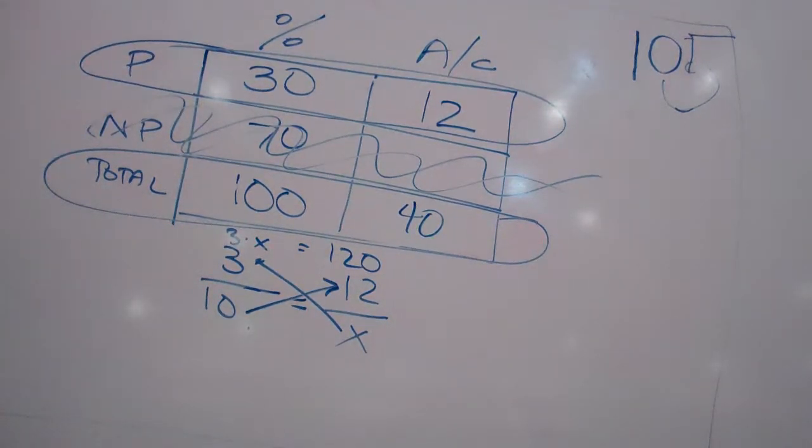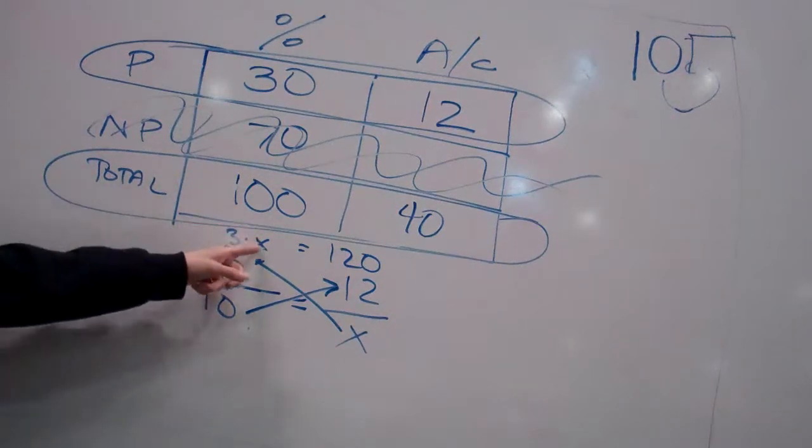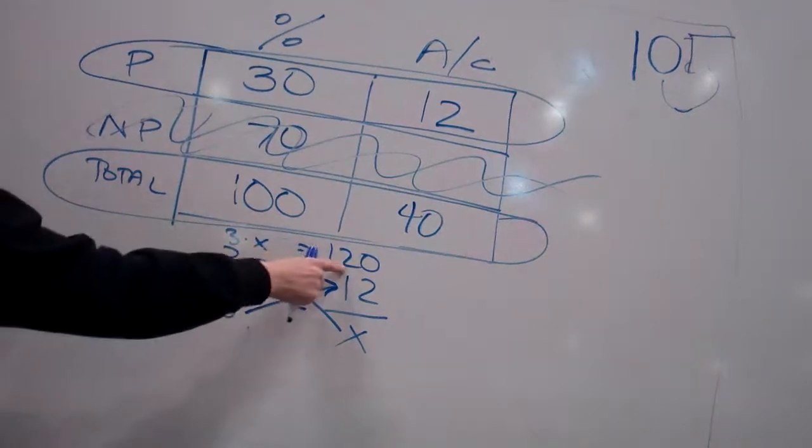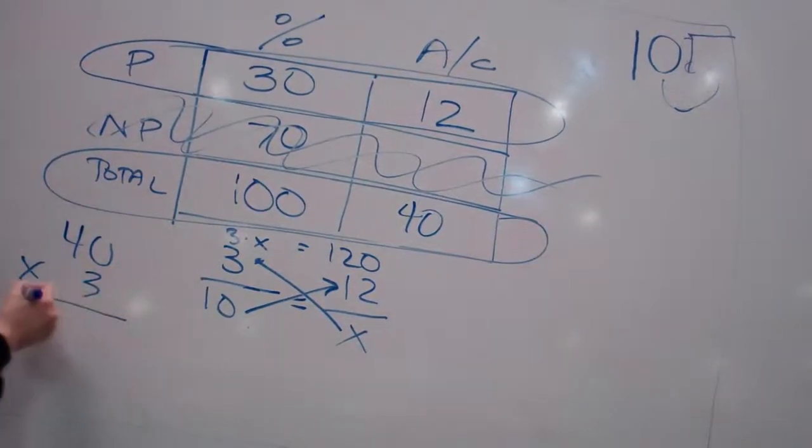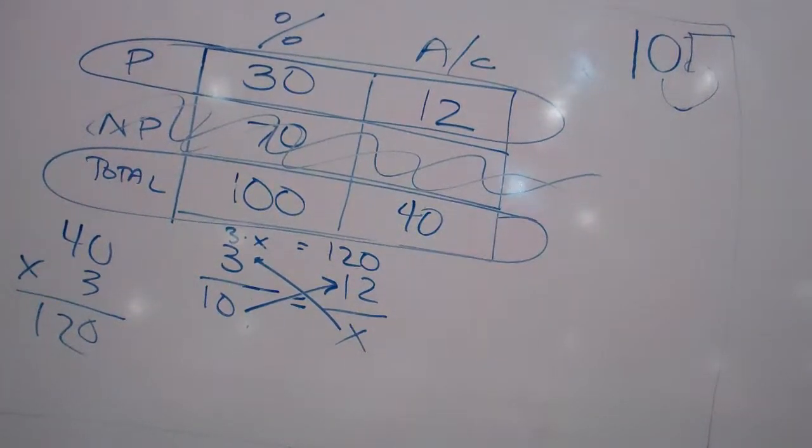Which is 4 times 7. After you get your x answer, put it back in and see if you get it right. So x would be 40, and I'm going to multiply it by 3, and I would get 120. That means I know I got it right.